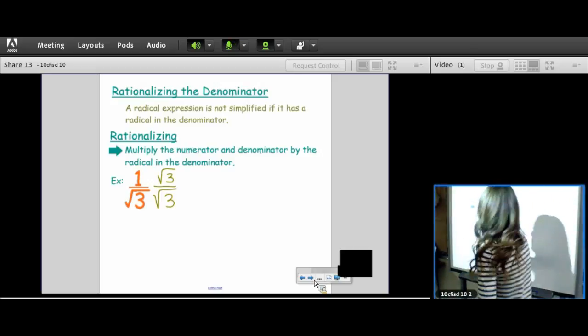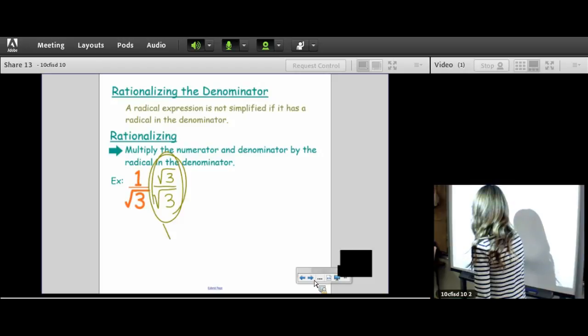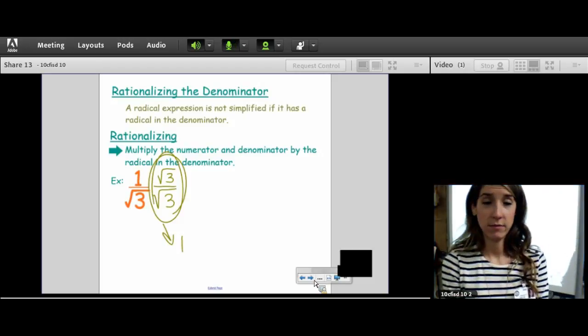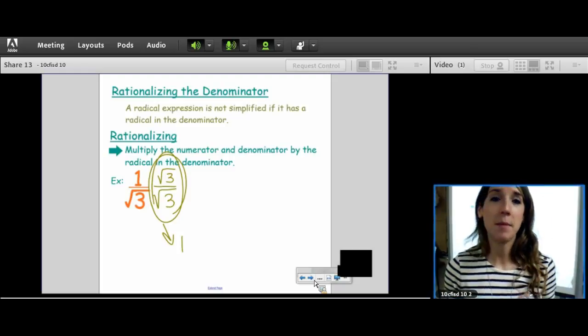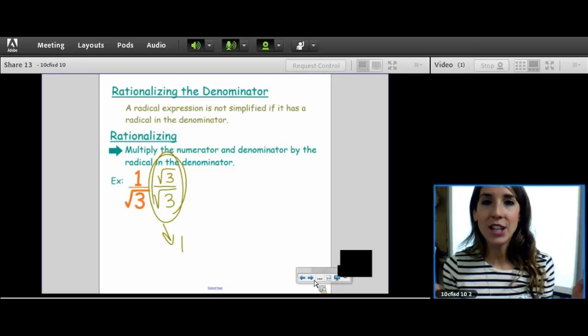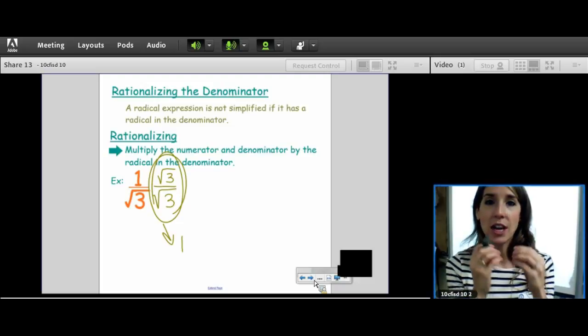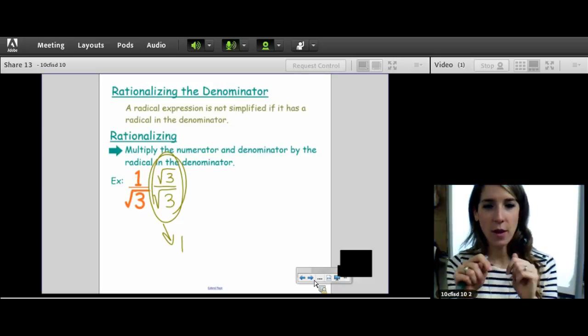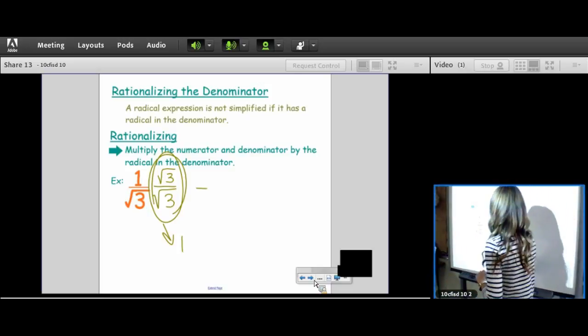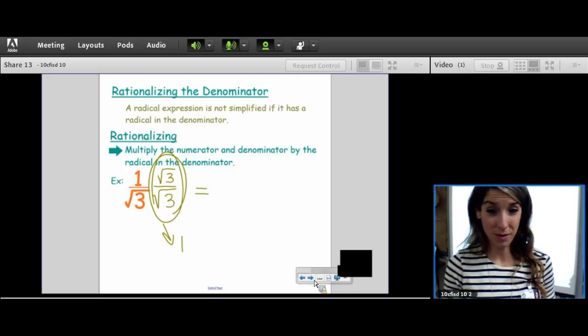Does everyone agree that this is 1? Square root 3 divided by square root 3. That's 1. When you multiply something by 1, you don't change it at all. I am not changing what this fraction equals. I'm just rearranging. Okay? So we are going to multiply it by square root 3 over square root 3.